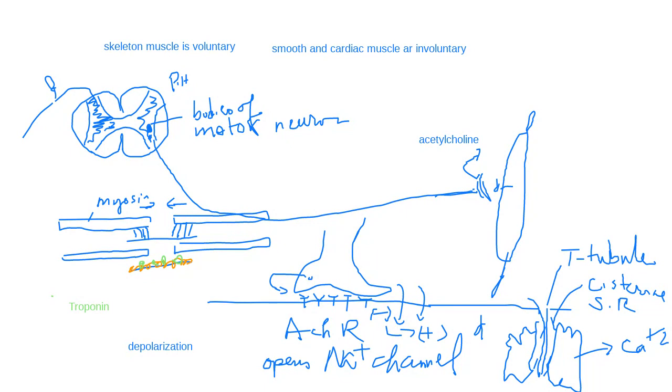But when calcium is present, calcium combines with the troponin, and in doing so, it pulls tropomyosin out of the way, right? So here calcium is present, troponin binds to it, and tropomyosin is now pulled along out of the way. So now there are cross bridges between myosin and actin.